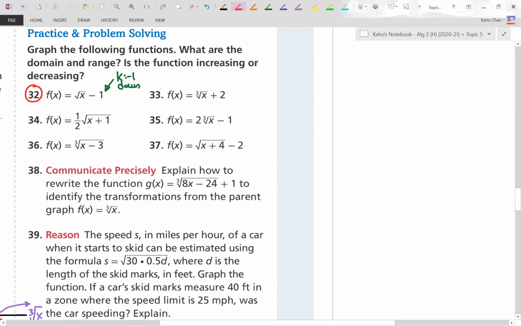And number 33, we'll talk about the domain and range as well for all these. Oh, that too is also k. This is the cube root function. This is going up, interestingly enough. Number 34 is, oh, we've got two things going on. We have an A value of 1/2.